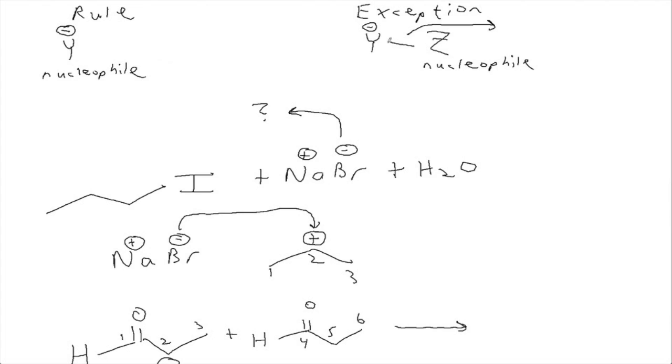Now, how do you know when this exception applies? How do you know when to use the rule and when to use the exception? Well, the key thing is this applies when the atom with the negative charge is a metal or a semi-metal. We've already seen that those have some other differences from non-metals.